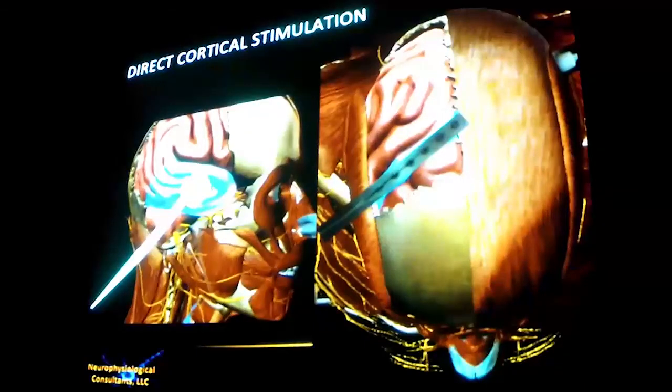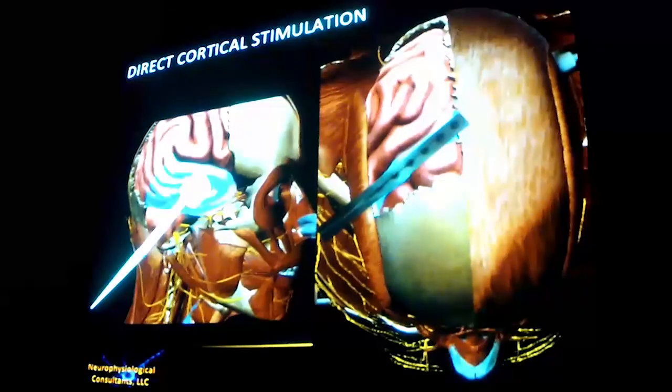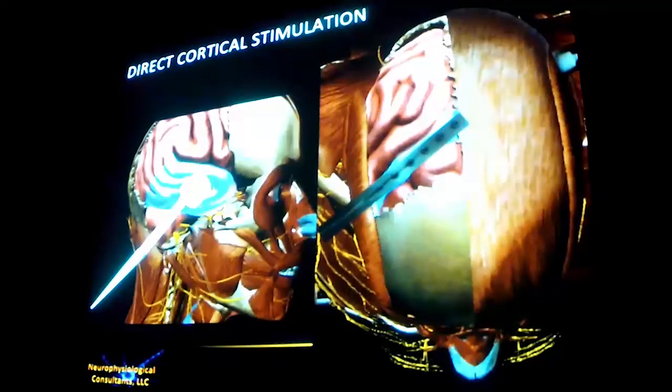The other side of mapping is direct cortical stimulation. And basically, there are 2 ways to do this. There's bipolar stimulation, and this is most common in awake craniotomies. And then there's monopolar stimulation, and the monopolar stimulation is used in patients that are undergoing general anesthesia.